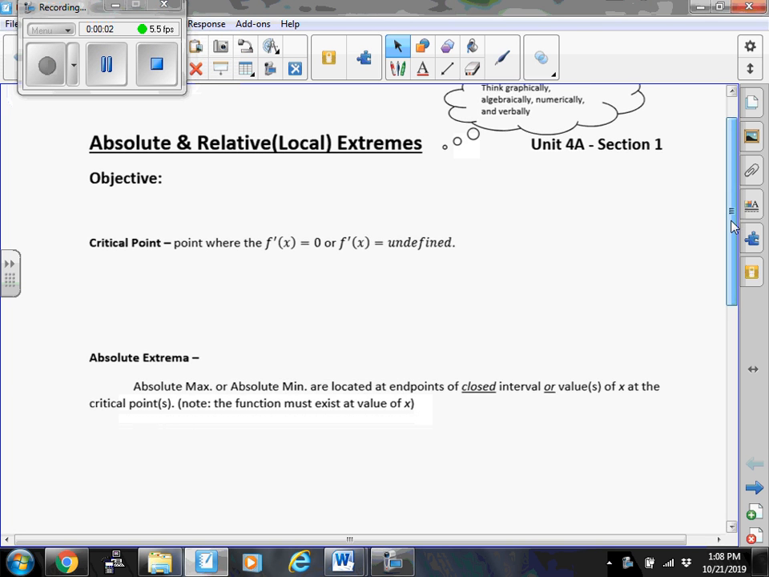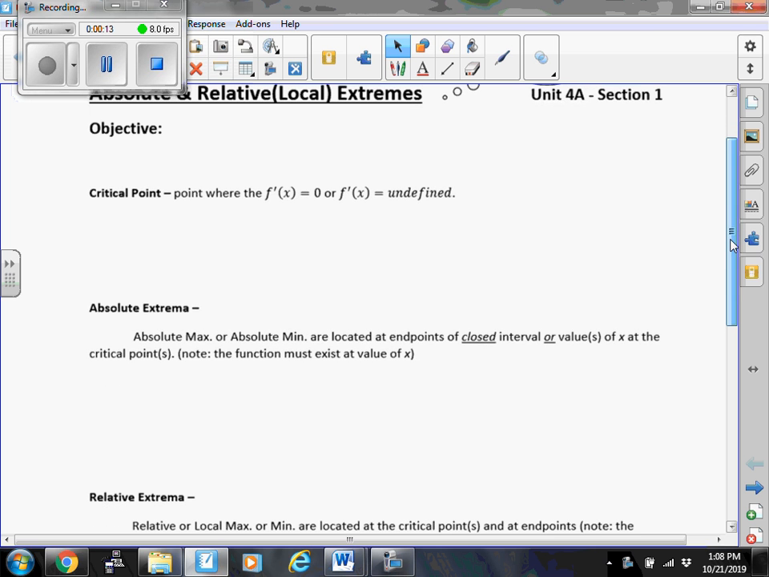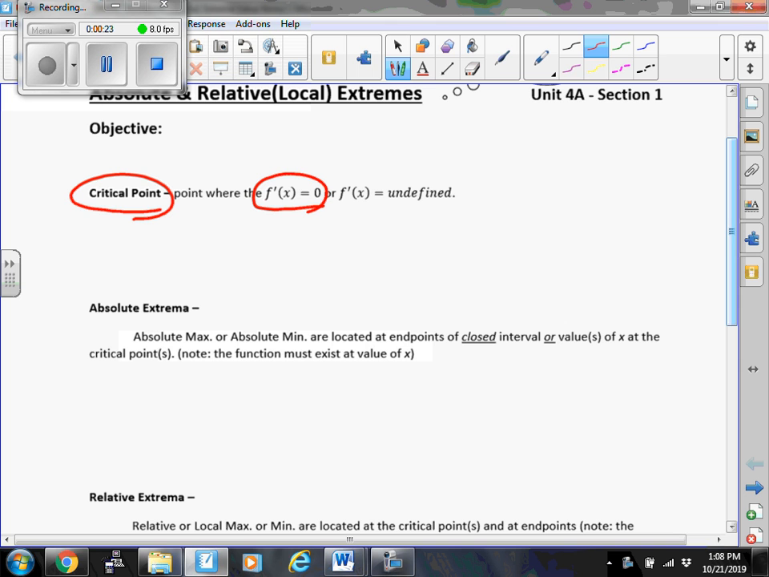Okay, we're starting Unit 4A. We're going to start off with just determining absolute and relative extremes, or in other words, maximums and minimums depending on locality. First and most important, a critical point would be, get it, critical, where you find the derivative is equal to 0 or it's undefined. I'll explain why it has to be both with illustrations in a minute.